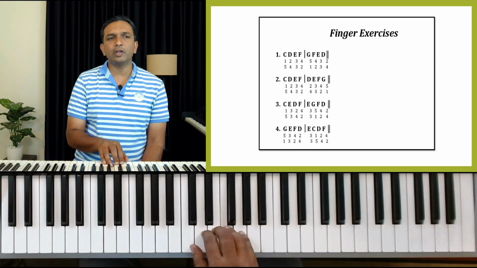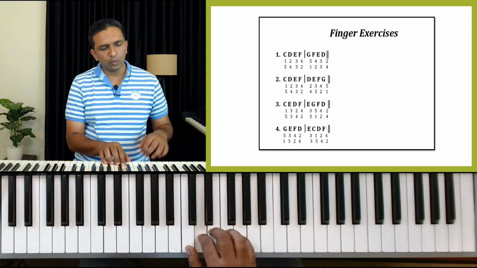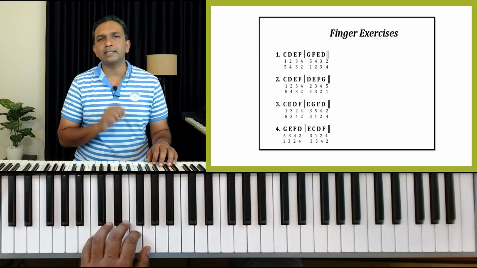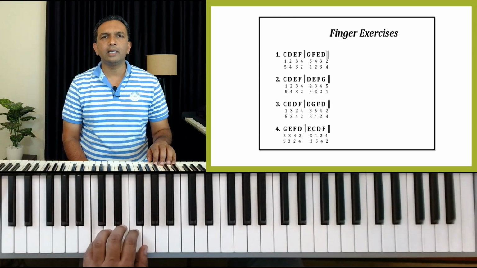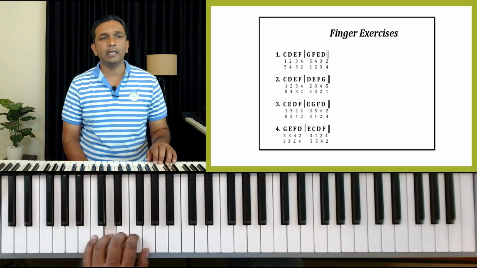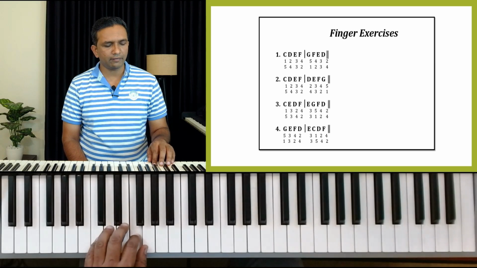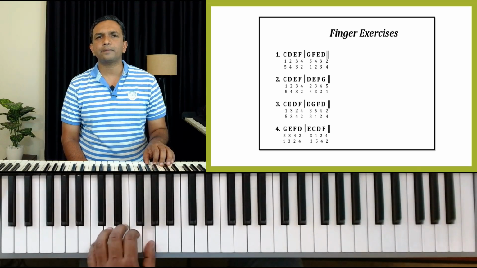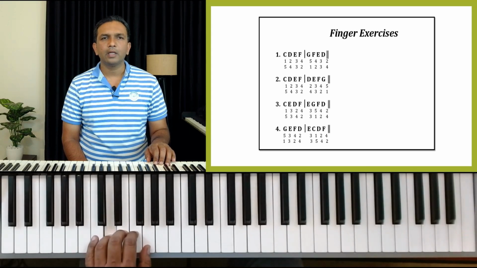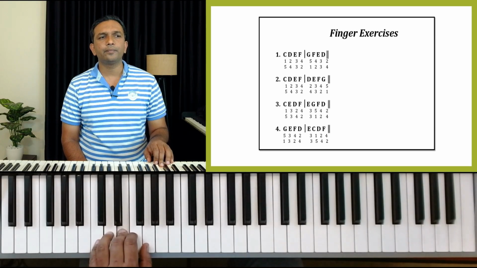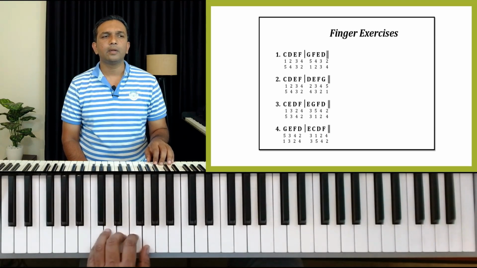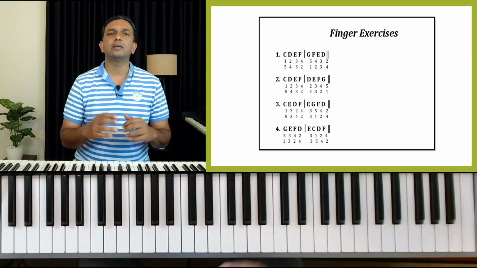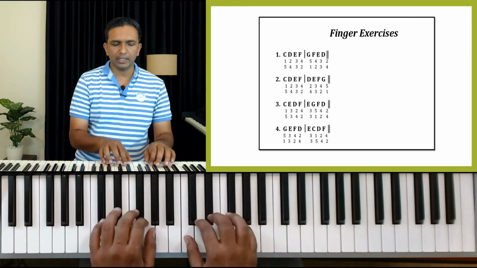Once you're comfortable with your right hand, now go and do the same. Play the same exercise on the left hand. C, D, E, F, G, F, E, D. Observe now, it's on the second octave. Left hand is on the second octave. Play again here 10 to 15 times. Once you're comfortable, then you can stop and start playing them hands together.